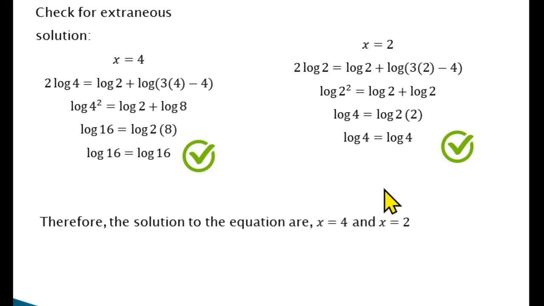Therefore, we have two solutions to our equation: x equals 4 and x equals 2. I hope you have learned from our video on how to solve logarithmic equations.